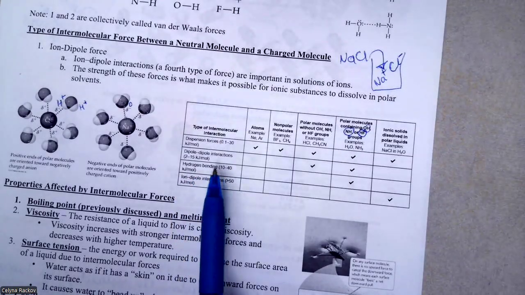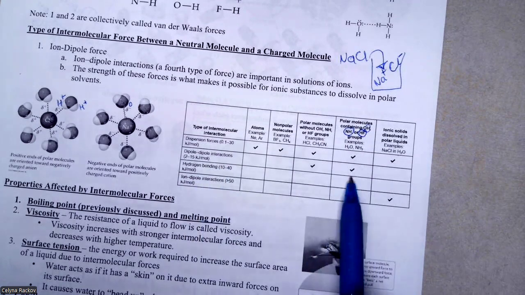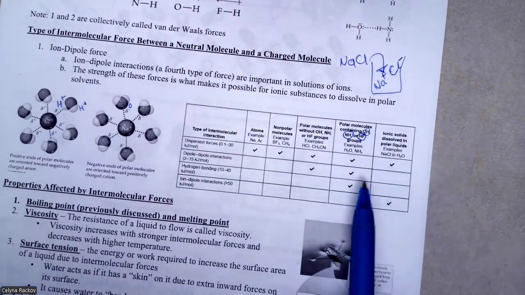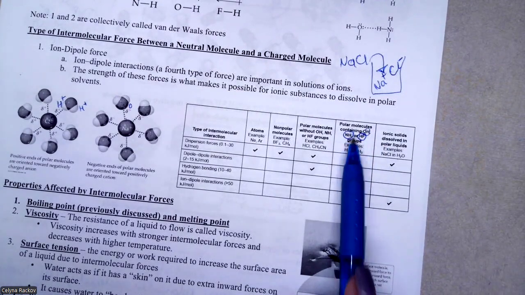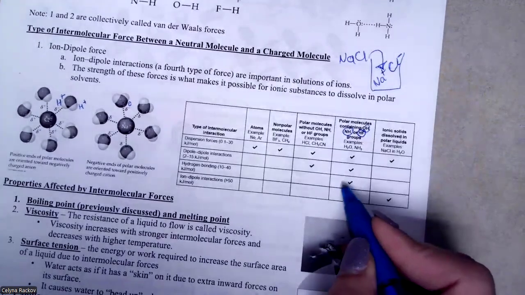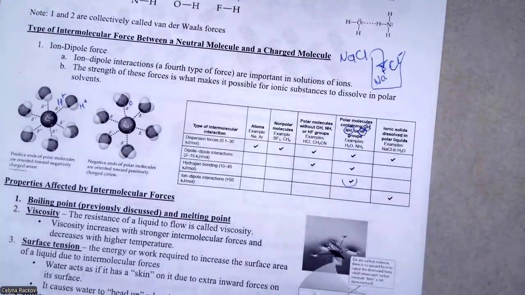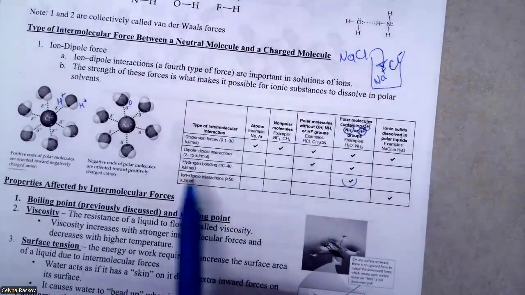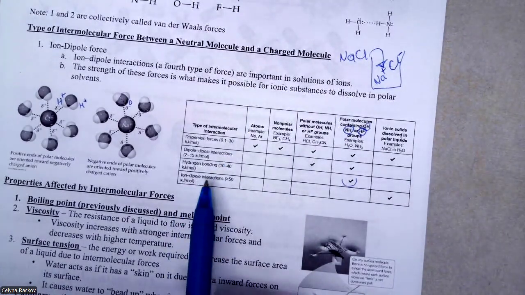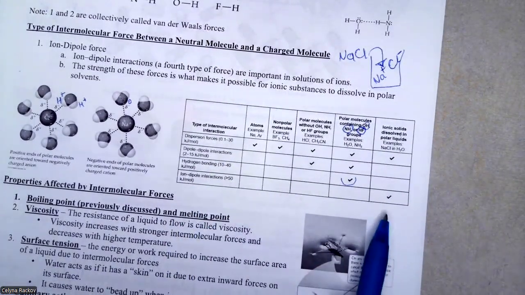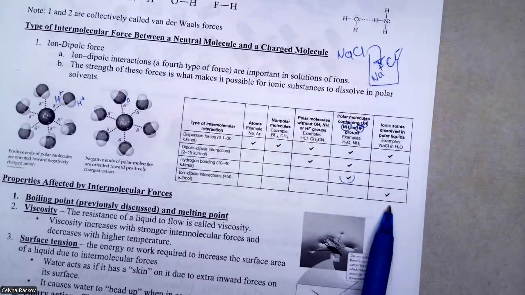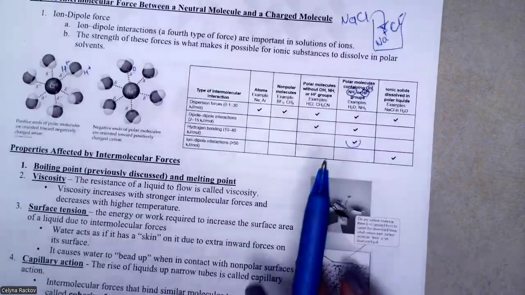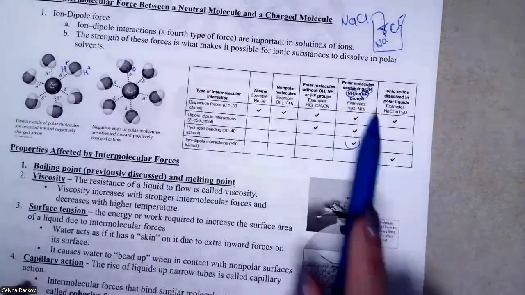Hydrogen bonding. Which molecules have hydrogen bonding? Only the ones that have hydrogen with oxygen, fluorine, and nitrogen, right? And then, which molecules have ion-dipole interactions? Only when you have ionic solids dissolved in polar liquids, like sodium chloride in water, right? Okay, this is how we're going to classify here.